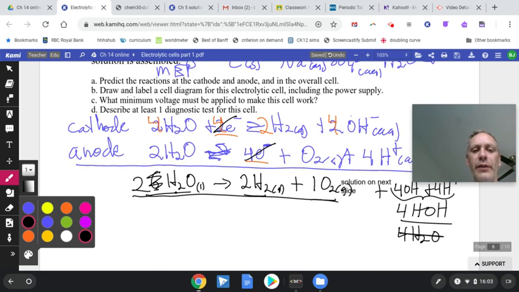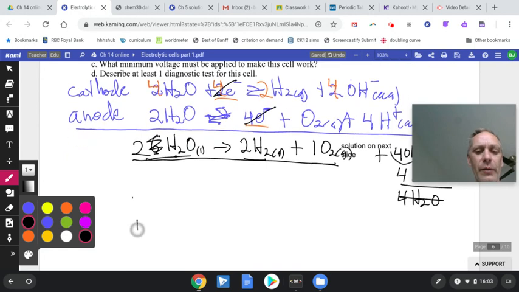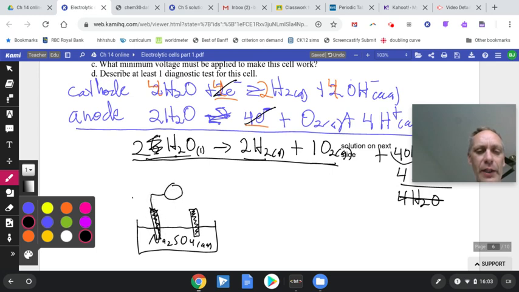Okay, draw and label a cell diagram. So I'll do that in a sec, including power supply. What minimum voltage must be applied to make this cell work? Okay, so here's how you draw and label an electrolytic cell. Super easy. Here's our electrolyte, which is Na2SO4, aqueous. 2 electrodes, carbon, color them in. Power supply can be labeled with a plus/minus.